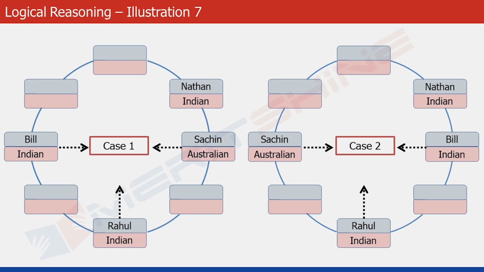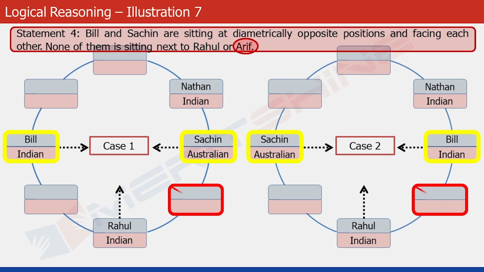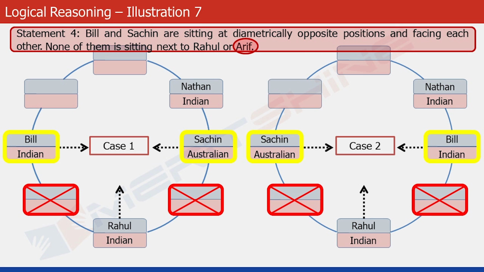The way forward would be that whatever operation or tweaking or arrangement we do, we'll do in both the cases from now on. Let's use statement 4 once more. It tells us that Arif is not sitting next to either Bill or Sachin. So if we have to place Arif in this structure, these positions are ruled out.